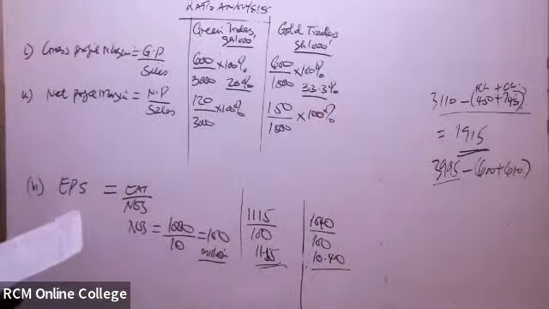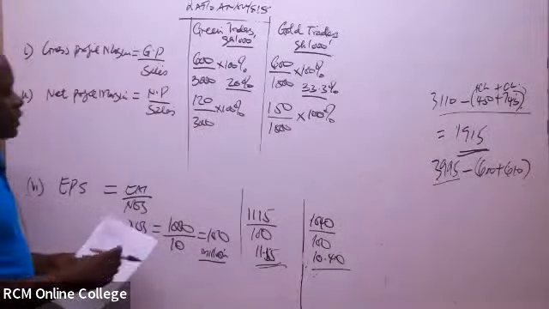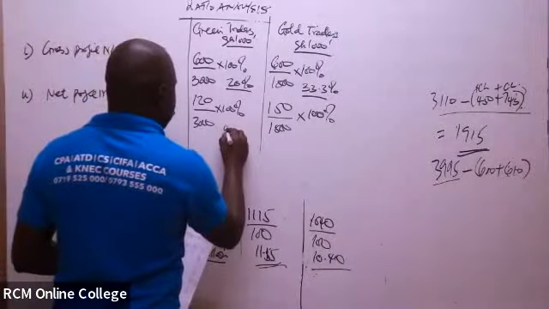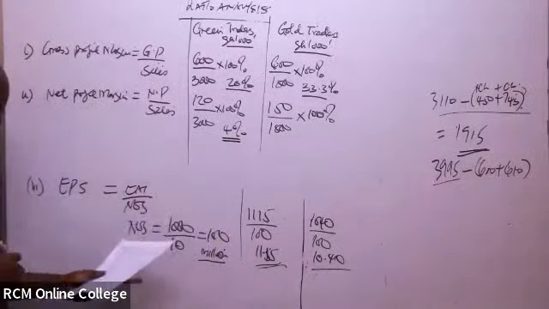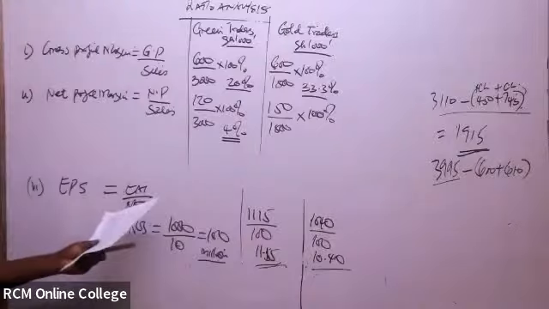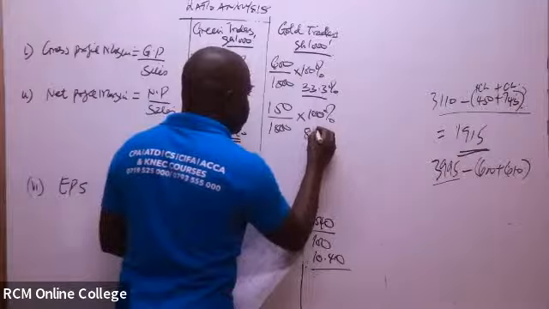What do you get for green traders? Green traders, what is the net profit margin? It's 4%. This one is 4%. What about the other one? The other one is 8.33%.